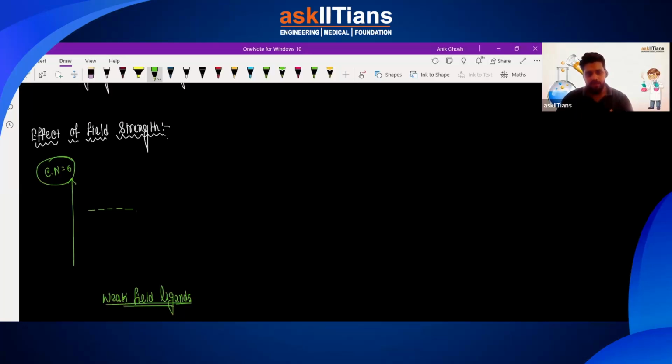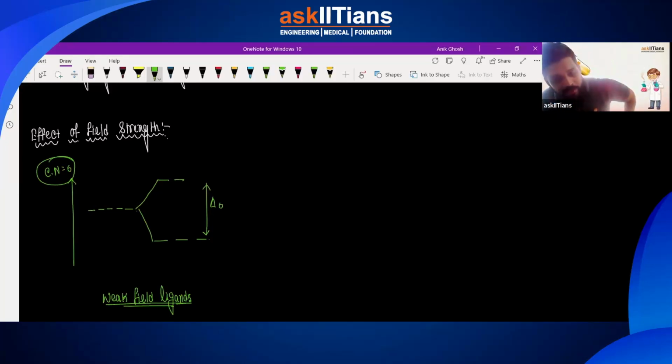The 5D orbital got split because the ligands are approaching. But the splitting won't be high enough because the ligands are approaching with a low amount of electrons. Weak field means, guys, they donate low electrons. Strong field means they donate a lot of them, right? That is how we classify them. So the splitting is also low.